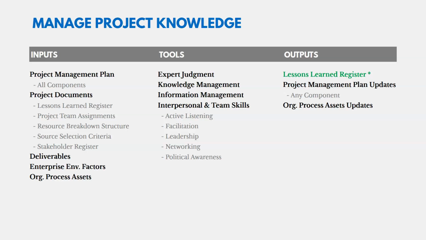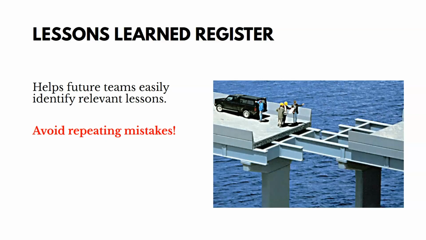And one of the things that I like about this is managing project knowledge. They've put it in the executing process group because it should really not just be done at the end of the project, but throughout the project as you're getting the work done. So the lessons learned register helps future teams easily identify relevant lessons. You avoid repeating mistakes. You want to avoid that.